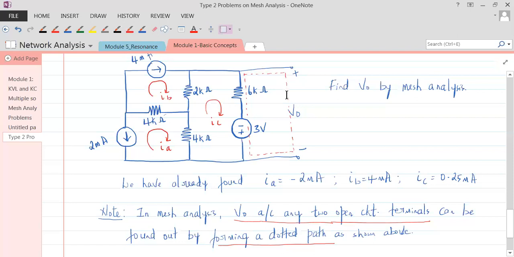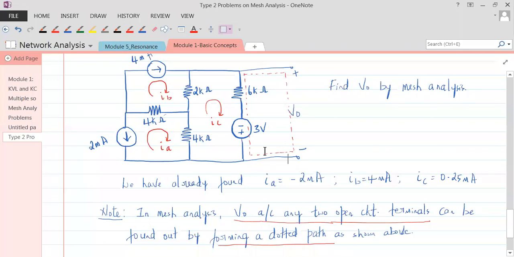And can anybody tell me, is this dotted path a loop or a mesh? Anybody would like to answer that? Is this dotted path a loop or a mesh? Anybody? Anybody who would like to unmute and answer that? Okay. Loop, sir. Yeah, just a sec. Who answered that? Sushmita. Sushmita, just listen here, and everybody else also.